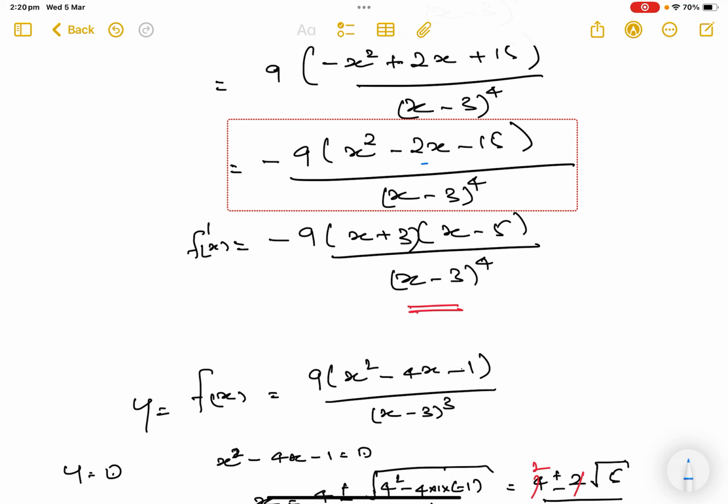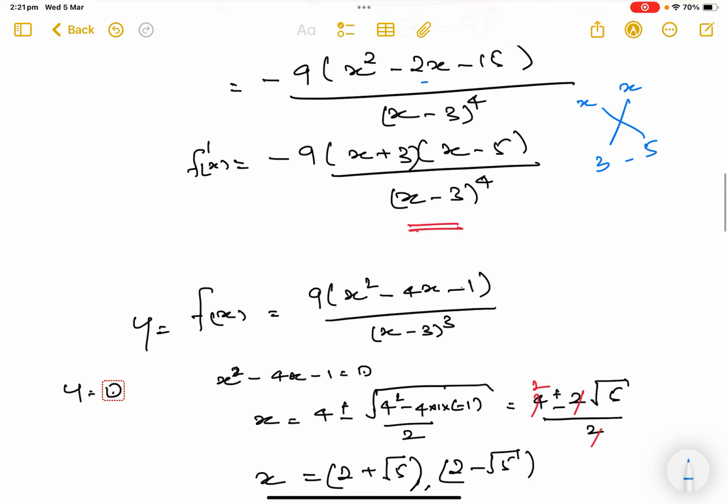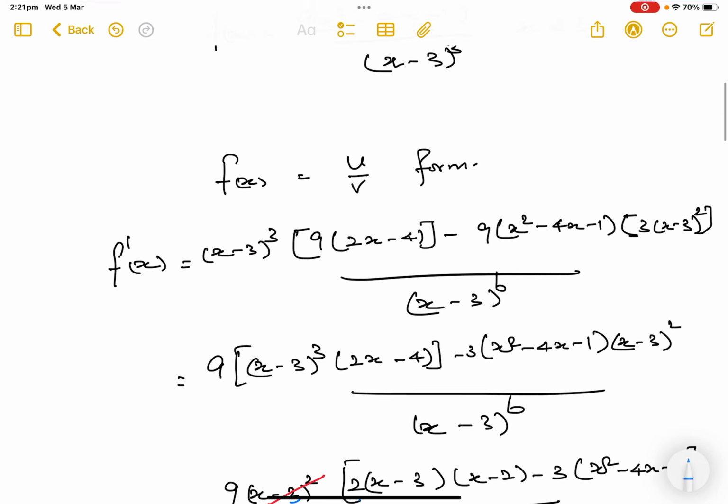Now let's just rewrite it. x squared minus 2x minus 15 can be factorized as (x plus 3) times (x minus 5). So minus 9 times (x plus 3) times (x minus 5) divided by (x minus 3) to the power of 4. That is exactly what we have been asked to prove.